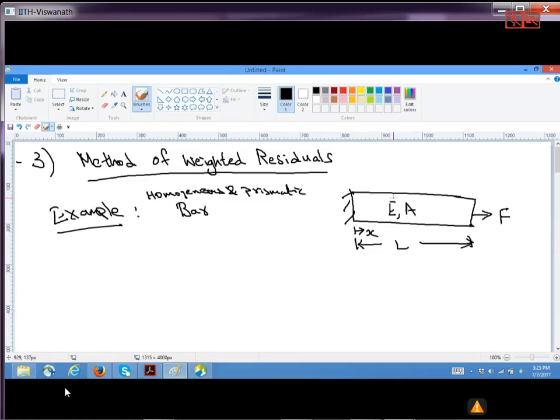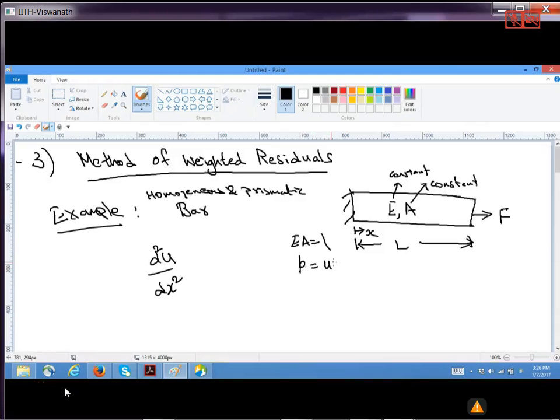So E is constant, A is also constant. That is what I'm assuming. And let us say the body force is given in such a manner that my differential equation is d square u by dx square. Let's say EA is equal to 1 and small p is equal to u of x.